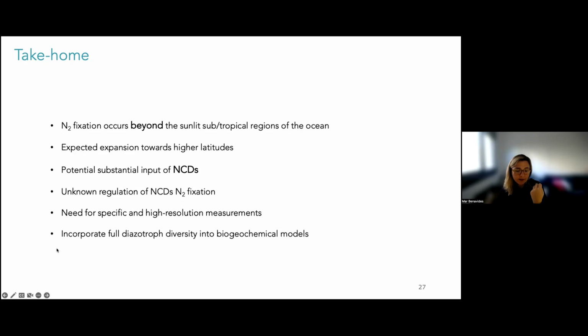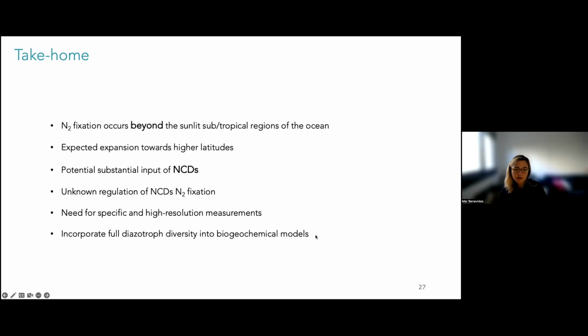And finally, an important message as well is that we need to incorporate this full diazotroph diversity in biogeochemical models, because, although I haven't gotten much into that, current models only contemplate Trichodesmium. Some of them contemplate Crocosphaera, but there is no representation of important diazotrophs such as UCYN-A, and certainly not of NCDs in global biogeochemical models. So this is really affecting our knowledge of how nitrogen fixation is responding to climate change and to ocean circulation. This is a main problem that we need to work on.